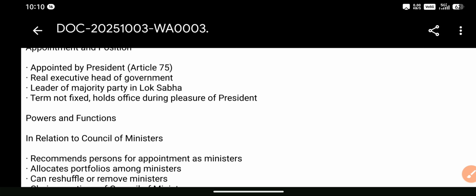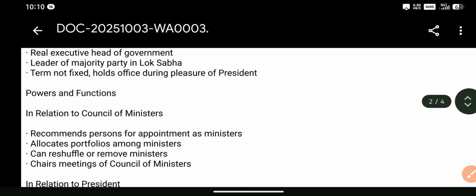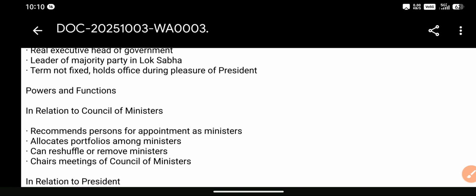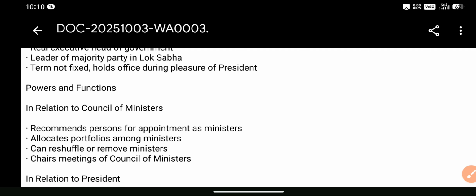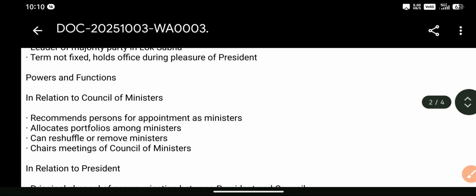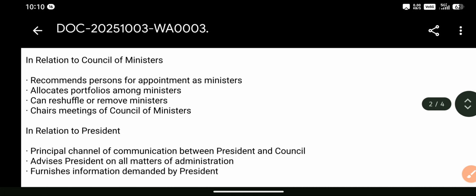Powers and functions. In relation to Council of Ministers. Recommends persons for appointment as ministers. Allocates portfolios among ministers. Can reshuffle or remove ministers. Chairs meetings of Council of Ministers.